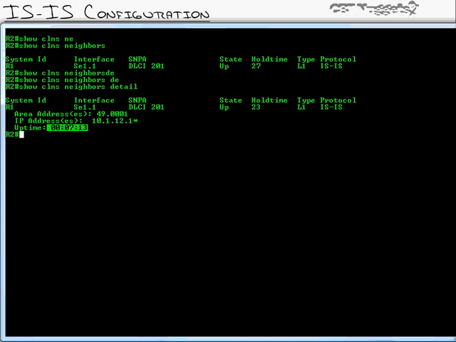So now let's do some more verification: show CLNS interface.